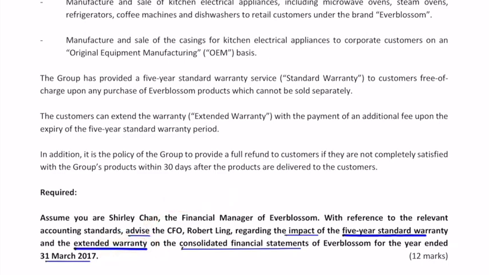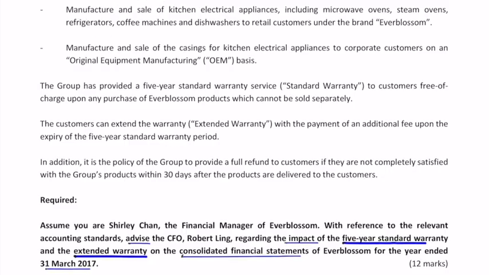But if it's an assurance warranty, it's not distinct. It's to assure that the products, goods and services meet certain standards and specifications. For an assurance warranty, recognize a provision for warranty costs when the recognition criteria under AS 37 are met. This is the requirement. Step 3: advise, discuss, and conclude. How do all these affect our financial statements?